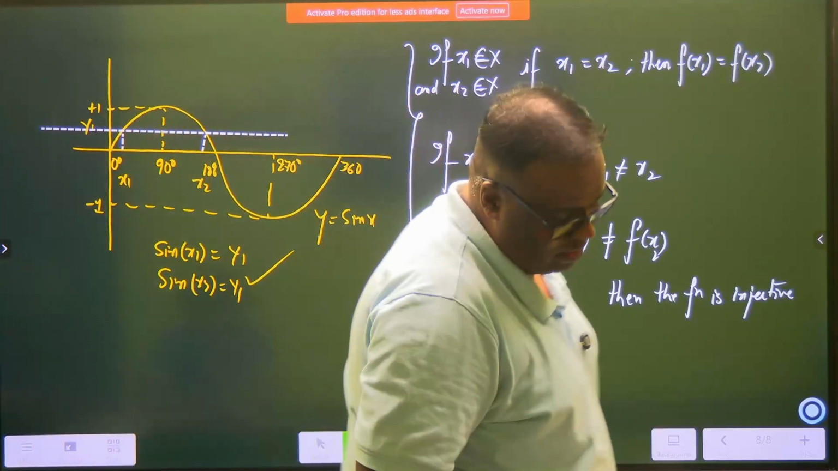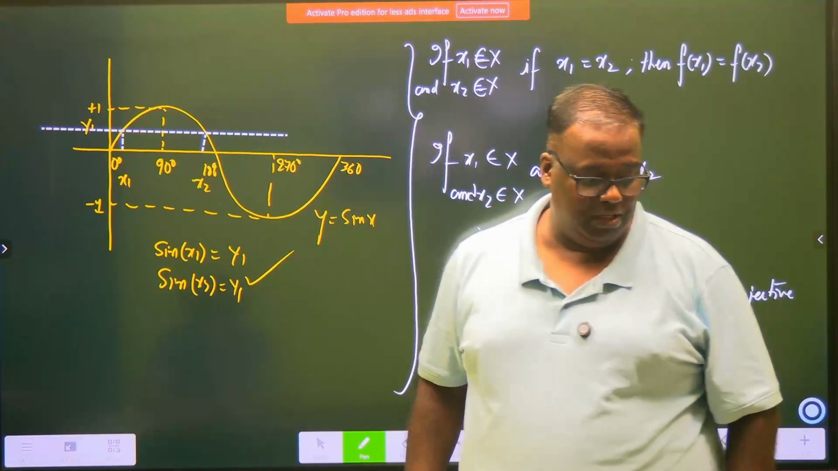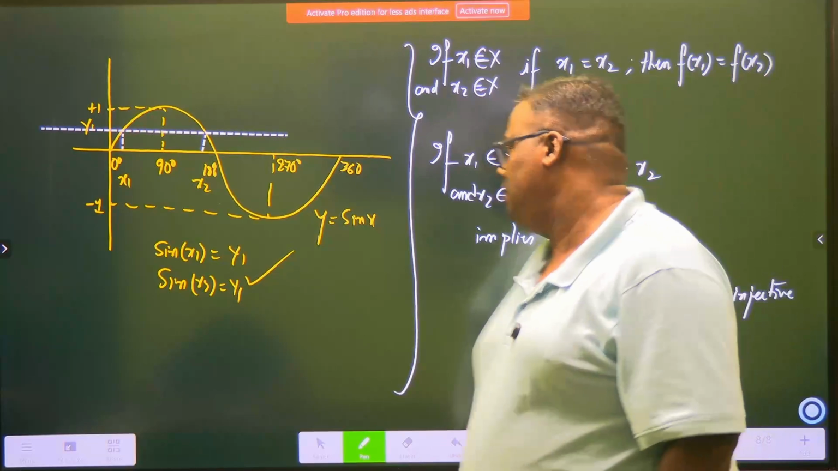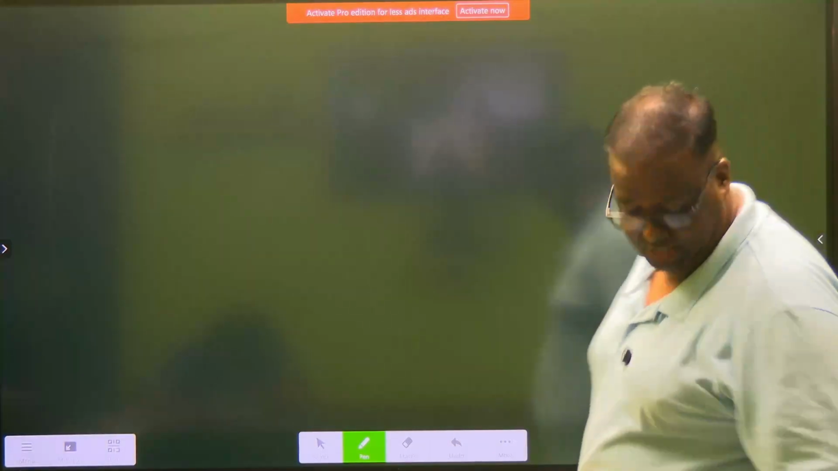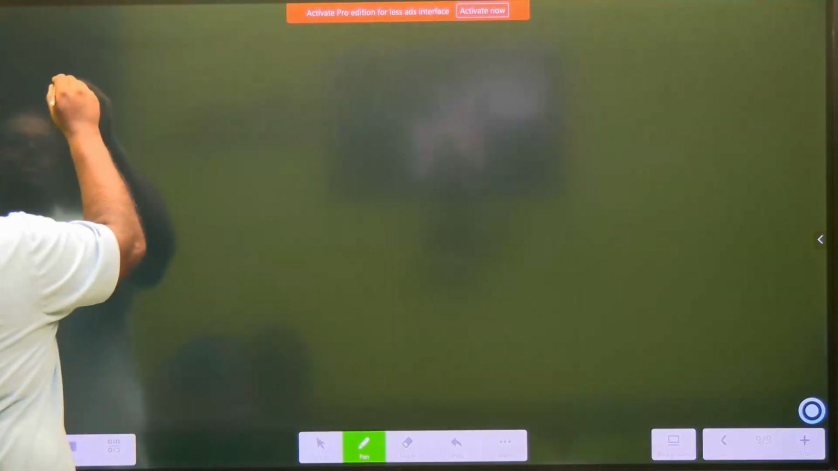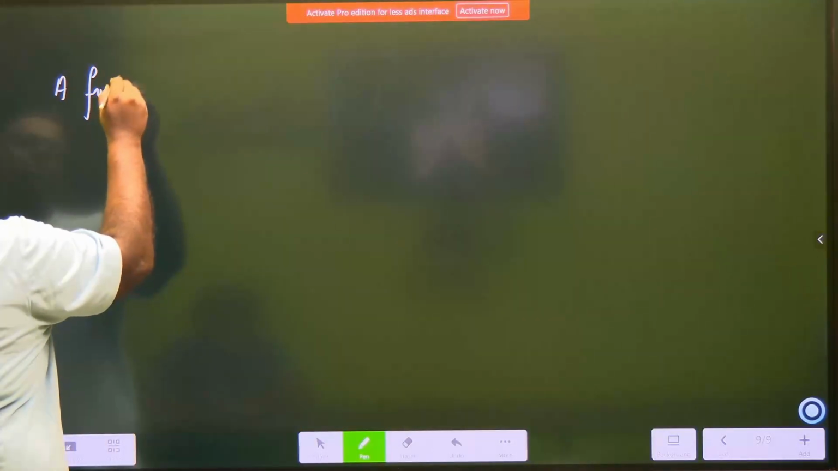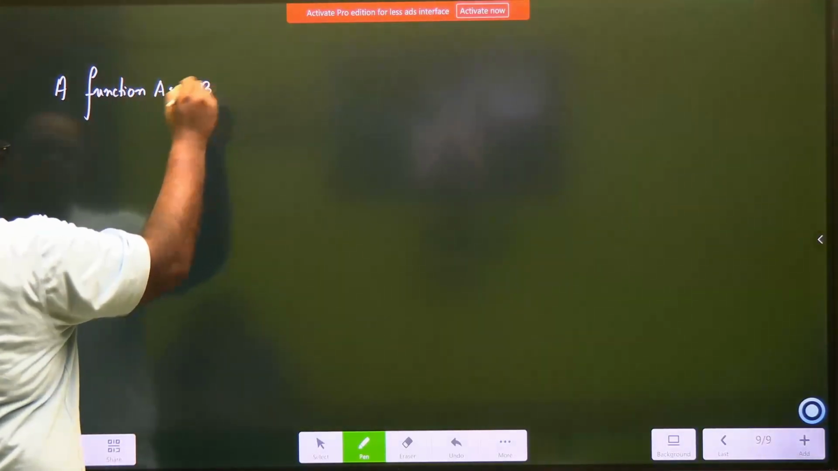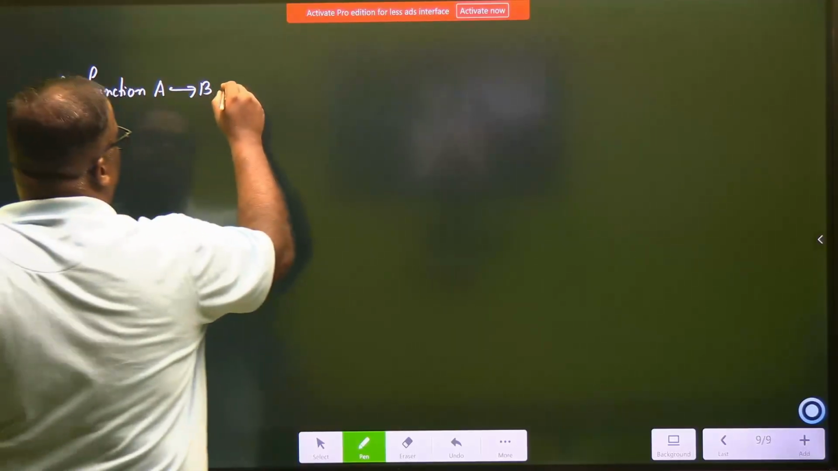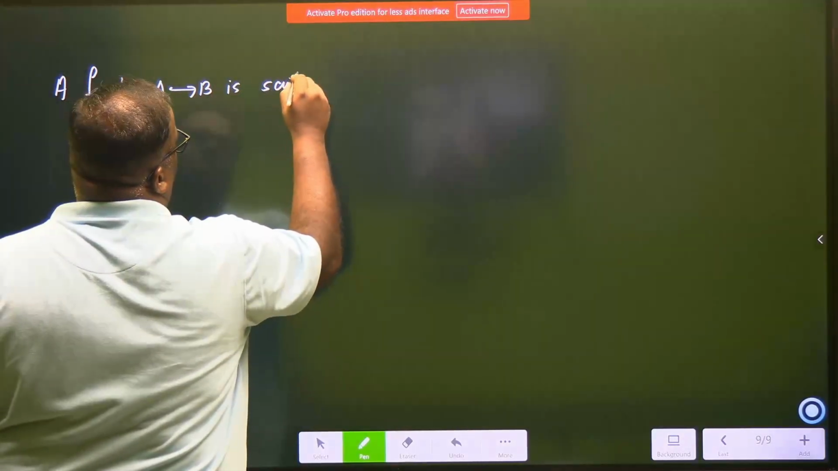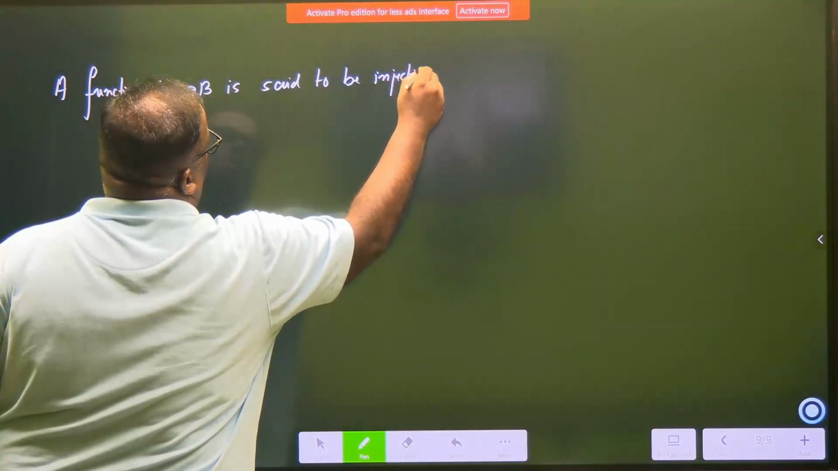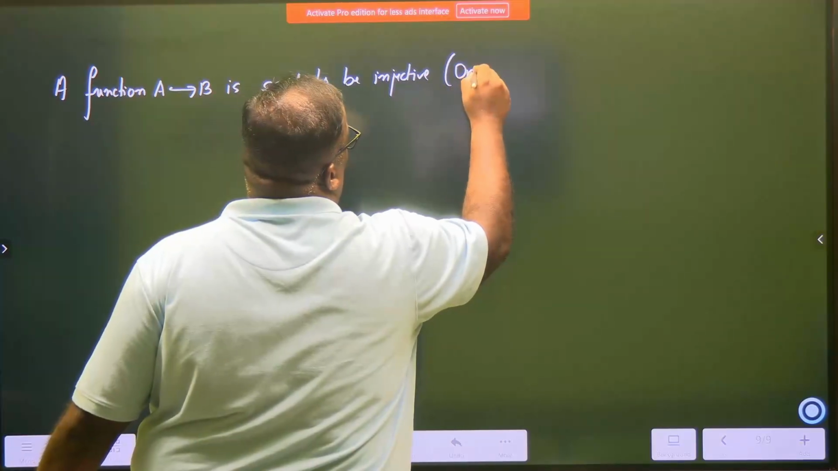Shall we write it properly now? You can write a function from A to B. We will write it in the preferred version as well as in the contrapositive version. Try to take some time to absorb this definition. A function from A to B is said to be injective. In brackets you write 1-1.